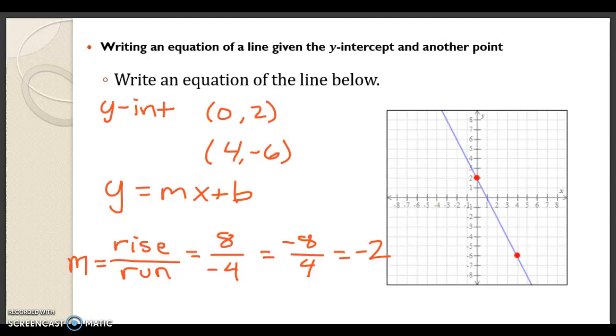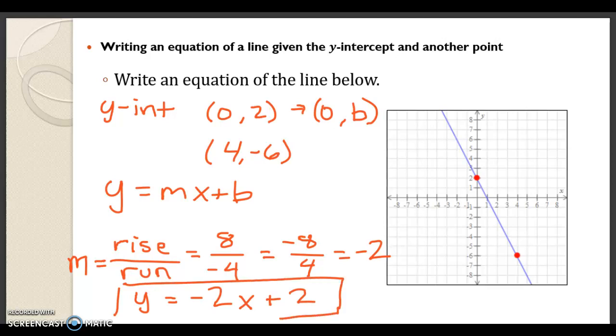So how do we put it into y equals mx plus b? Well, y equals slope is m, negative 2x plus b. In our y-intercept, do you remember where b is? It is the y value that is given. So 2 is our b value. So our equation of our line is y equals negative 2x plus 2.